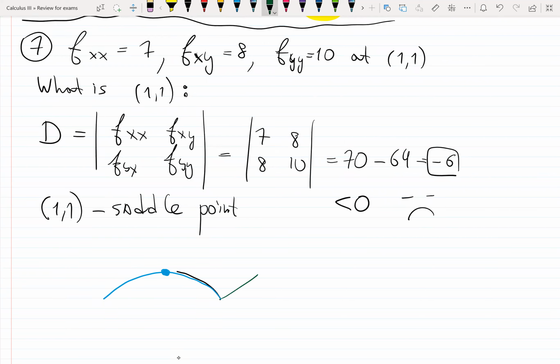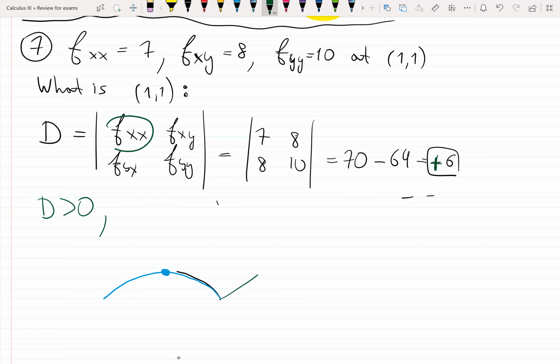Shouldn't it be positive 6? Oh, thank you. I was thinking about it actually for a second. It is positive 6, but I wanted to talk about saddle point, and that's why I switched. So if it's positive 6, we don't know yet. Messed up my favorite problem. Okay, D is positive. Not enough information. Let's check f_xx. f_xx is 7, also positive. Both are positive. That is a local minimum. Agree? Because it's at the bottom of the smiley face.